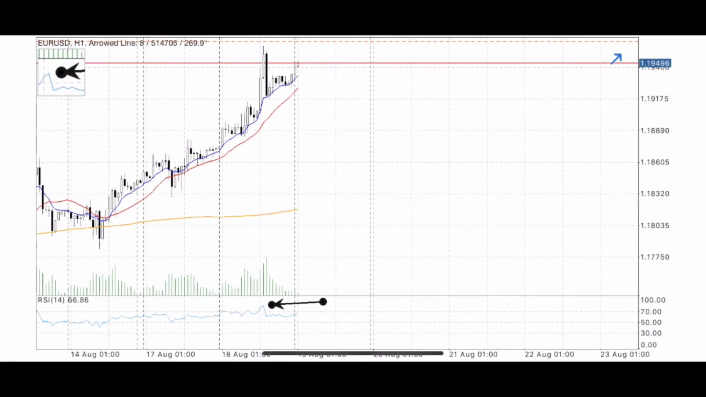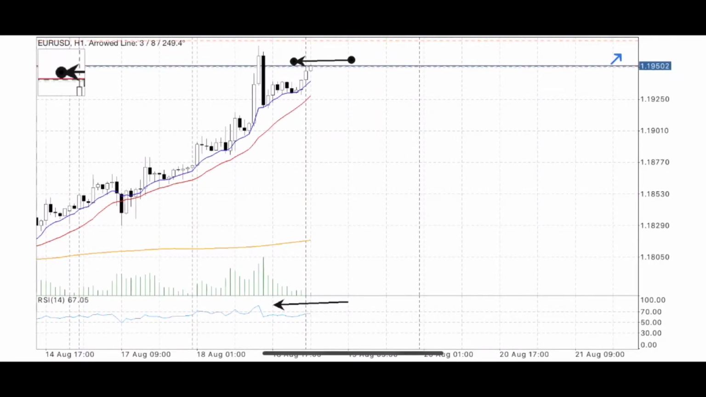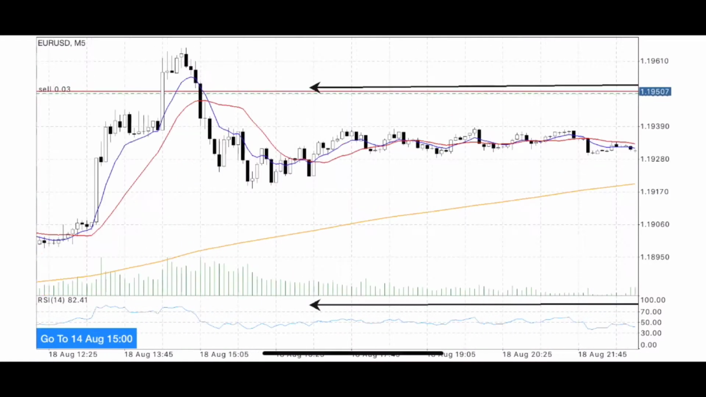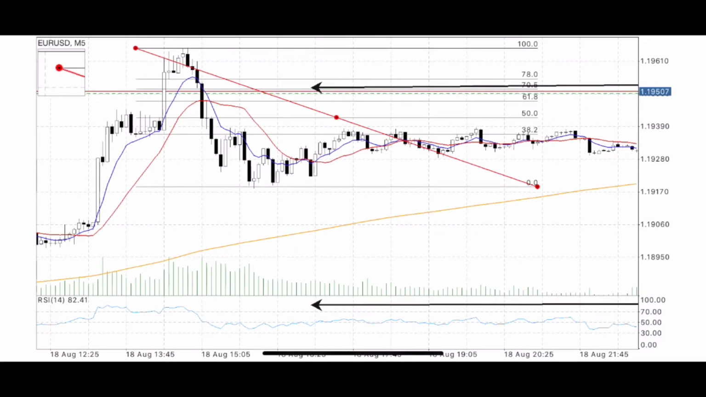Now, the area that I want to highlight first is this overbought area on the RSI, right? This lets me know where my potential points of interest are going to be. So now that we've highlighted a potential point of interest, I want to go ahead and dive deeper on a smaller time frame as to what it is that I'm really looking at, right?